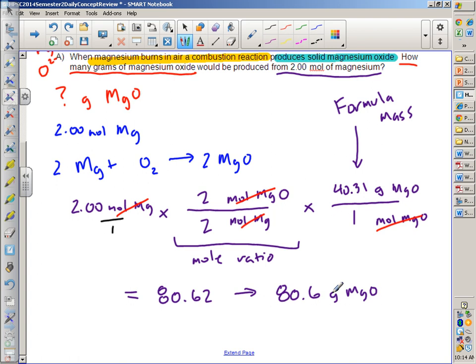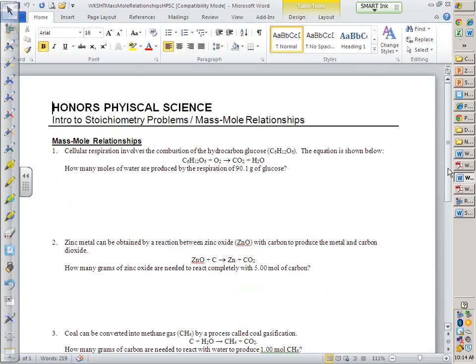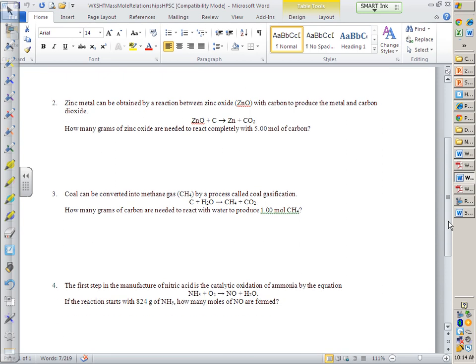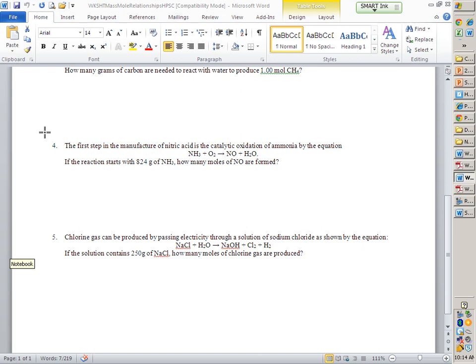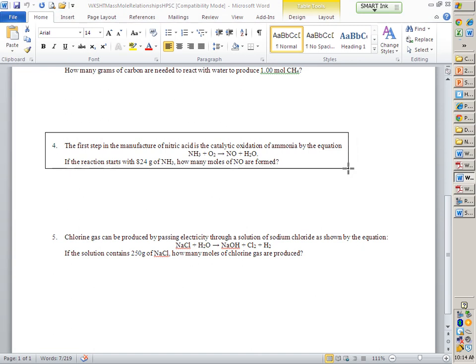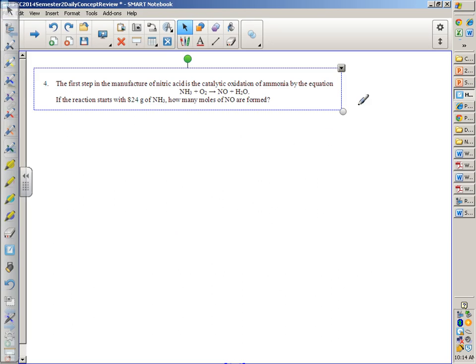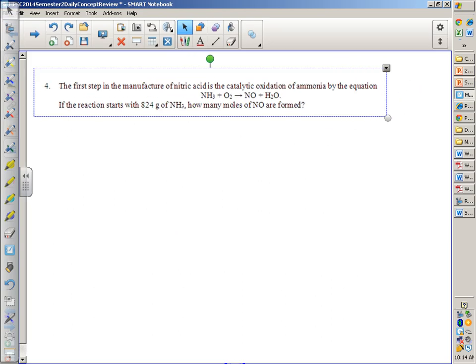All right. Page 4 of your packet. Page 4 of your packet looks like this. And up at the top, it says, Intro to Stoichiometry Problems, mass-mole relationships. Okay? Let's start with number 4. Alright, so here's number 4.